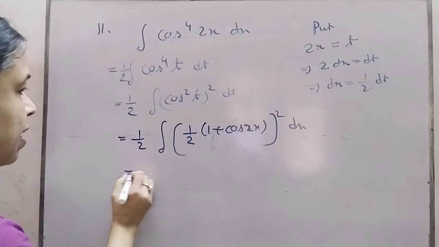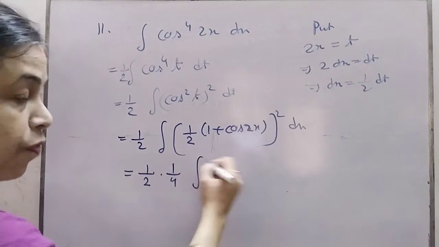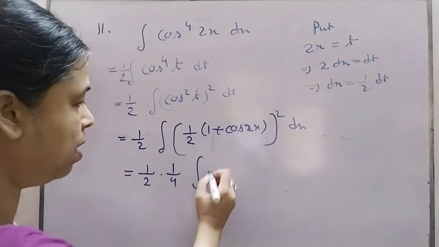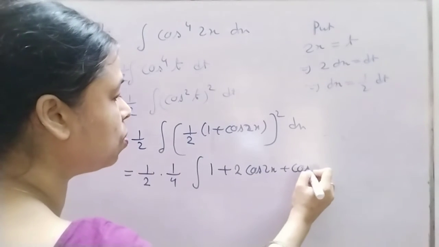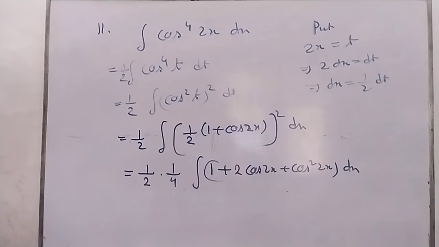Hope you understand it. Now 1 by 2 is there, it is 1 by 4 will come out. Before integration, use the formula of a plus b whole square, which is 1 plus twice ab cos twice x plus cos square twice x whole into dx. Again, all the functions are not integrable, but some of them are integrable now. So integrate those which are possible.